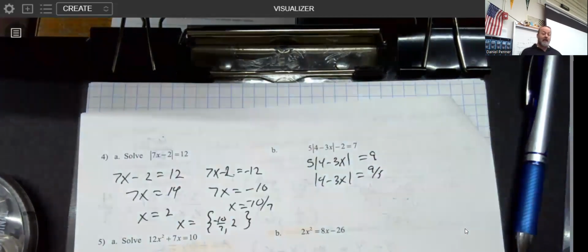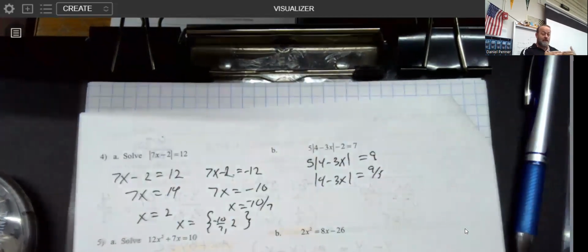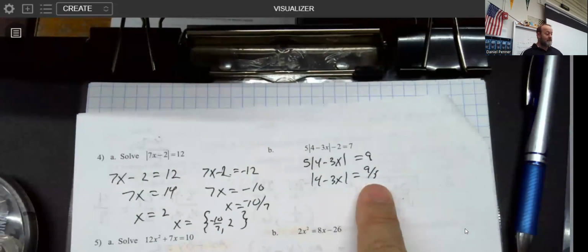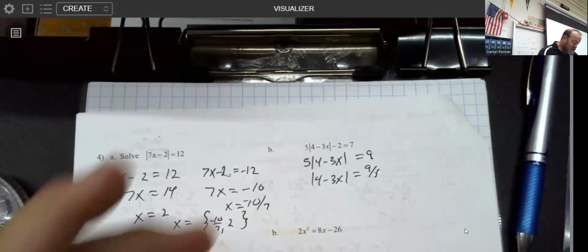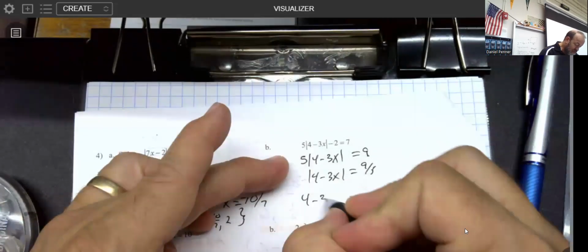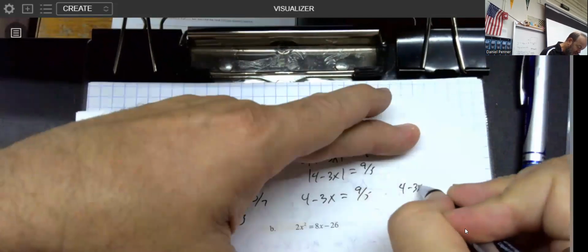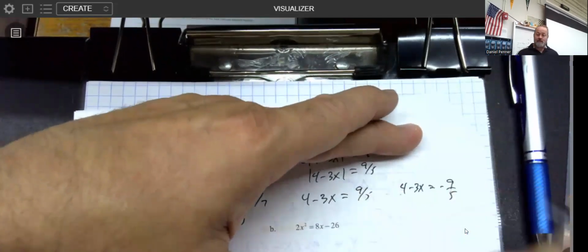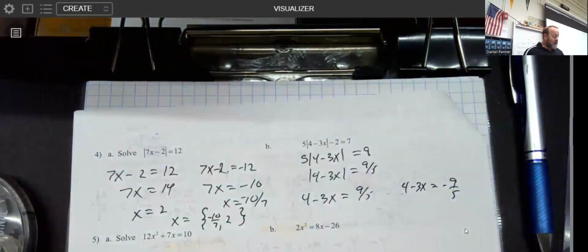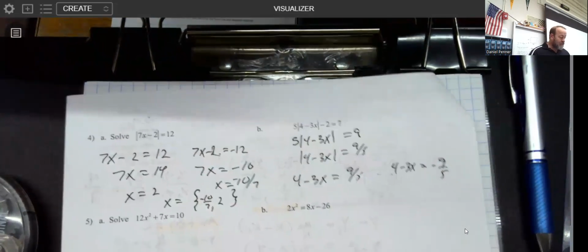Now, in this case, unlike the quiz, this is a valid problem because absolute values make things positive, which this problem is. So we're going to do 4 minus 3x equals 9/5, or possibly 4 minus 3x equals negative 9/5, just like the previous question. We're going to do just a little bit of quick arithmetic.